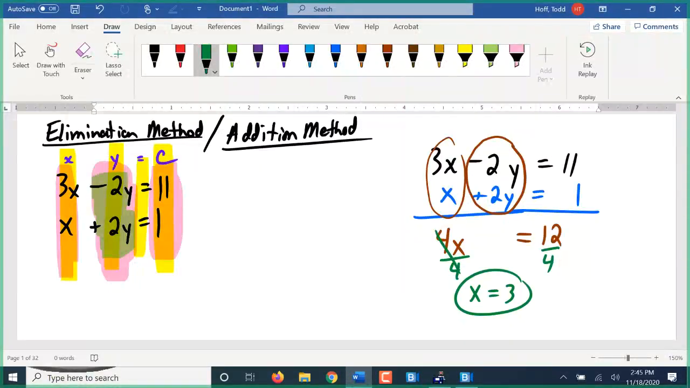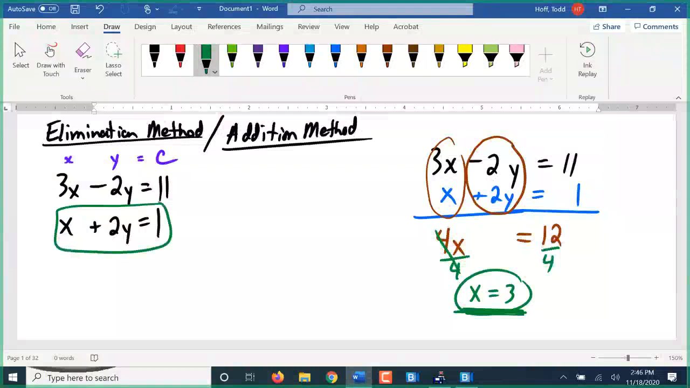The addition method or elimination method, whichever name you want to use, is generally quicker to get to that first variable. With substitution, we had a lot more work to do to get to that first variable. We pay for it on the other end, though. We still have to find the second variable, which means we have to put this 3 back into one of the original equations to see what we get for y.